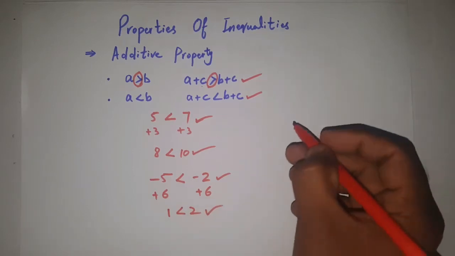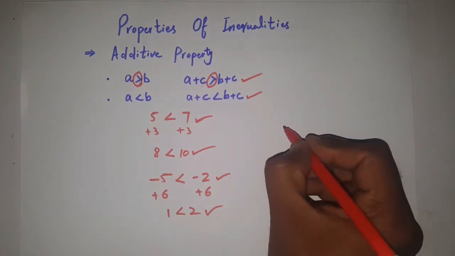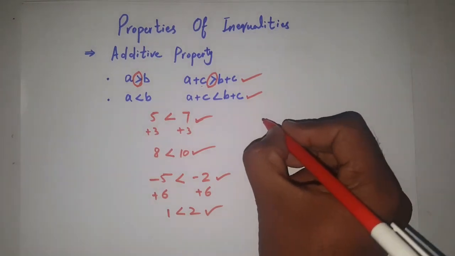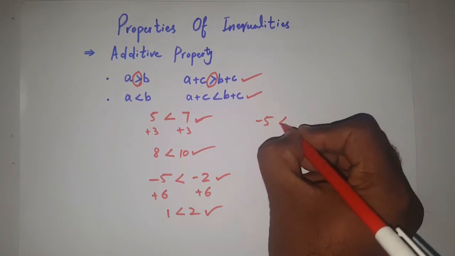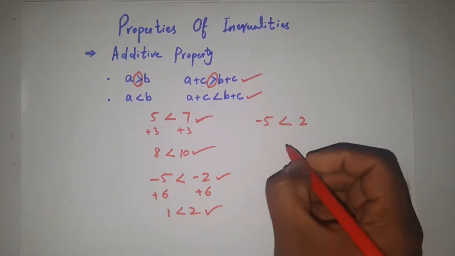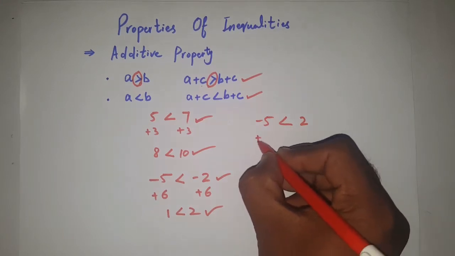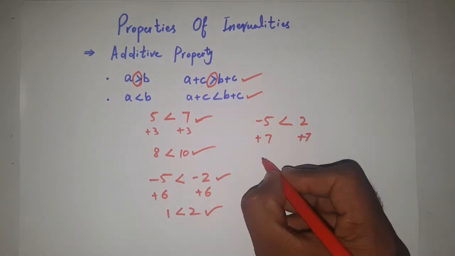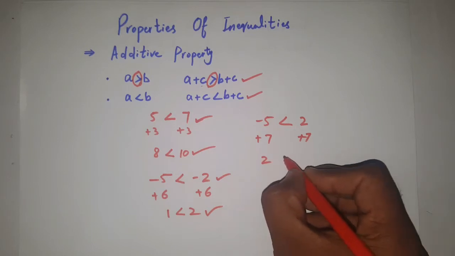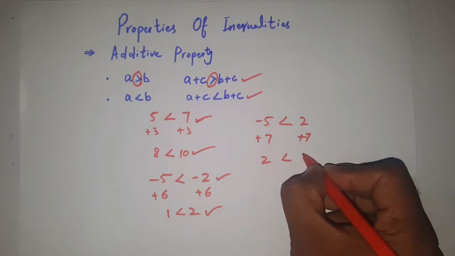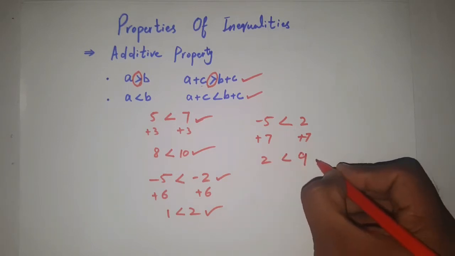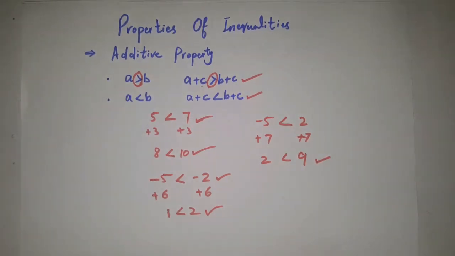Now if one number is negative and the other is positive, for example minus 5 is less than 2, and if I add 7 on both sides, plus 2 is less than 9, which is true. So this is how the additive property works.